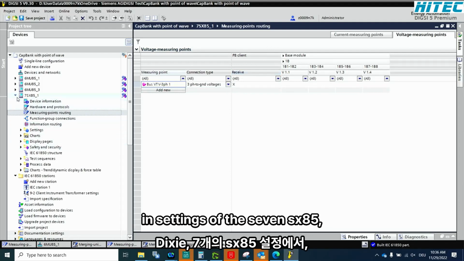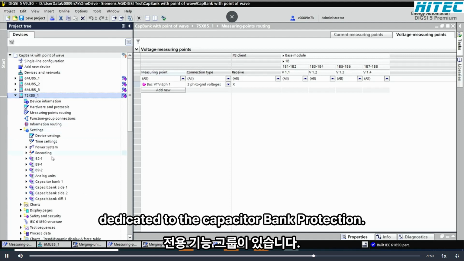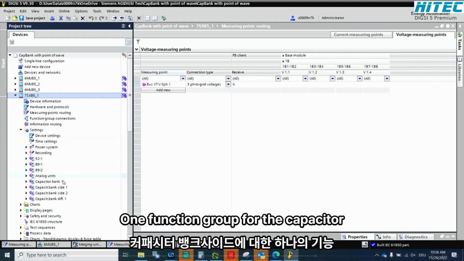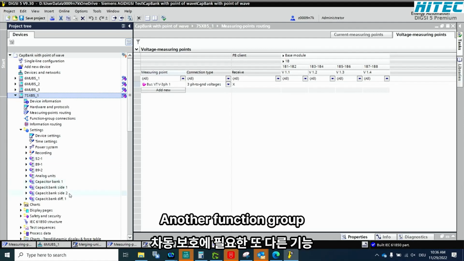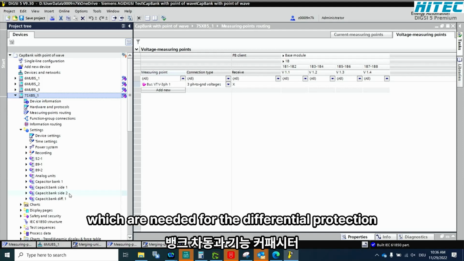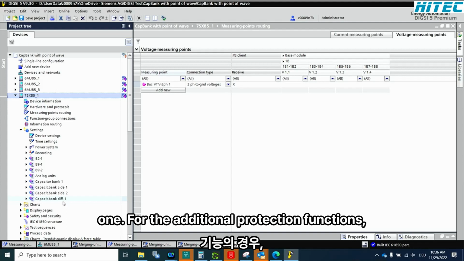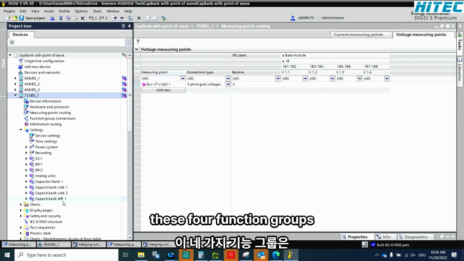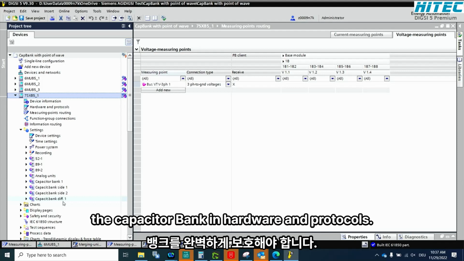In settings of the 7SX85, there are function groups dedicated to the capacitor bank protection: one function group for capacitor bank side 1, another function group for capacitor bank side 2, another function group so-called capacitor bank differential, which are needed for the differential protection, and the function group capacitor bank 1 for the additional protection functions. These 4 function groups are required to have the complete protection for the capacitor bank.